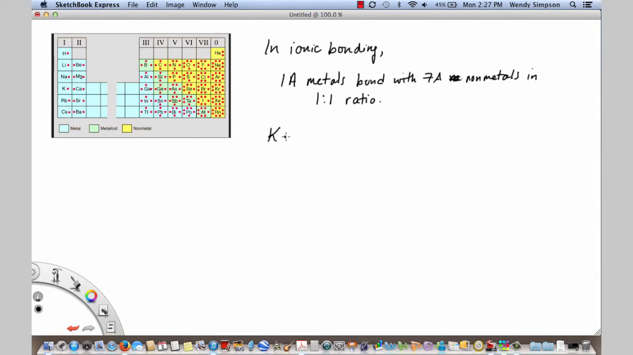We can also look at potassium, which has 1 electron in its outermost energy level. And bromine, which has 7 electrons in its outermost energy level. Potassium will transfer its lone electron to bromine, making the bromide ion. And this becomes potassium bromide. This is the ionic compound. There's the formula. It's in a 1-to-1 ratio. 1 part potassium to 1 part bromine.